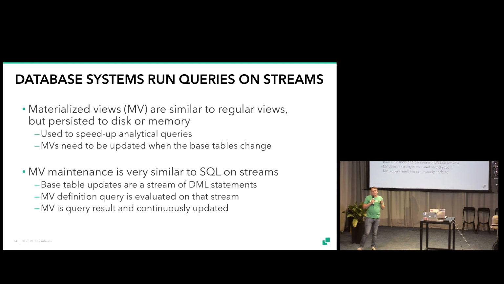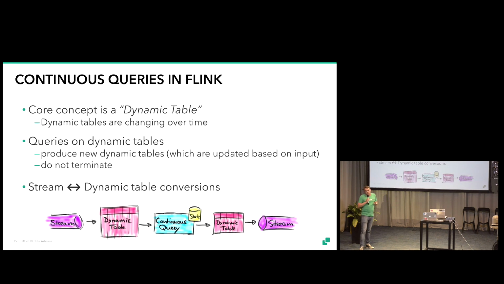So you basically can consider the view definition as a continuous query, the stream of data as the changes that are applied on the base tables of the view definition, and later the materialized view itself is the result of the query. So database systems have been doing that for decades. In Flink, we call this concept of changing tables dynamic tables. And when you have such a dynamic table that changes over time, and you apply a query on that, the result again will be a dynamic table, right? Because as soon as the input table changes, the query will adjust the output table.